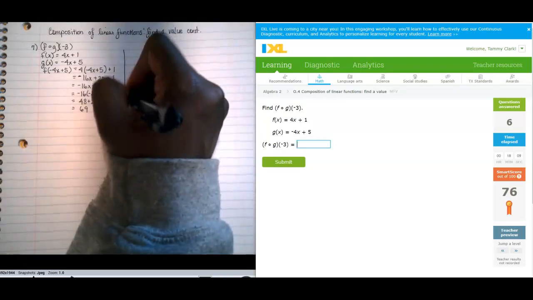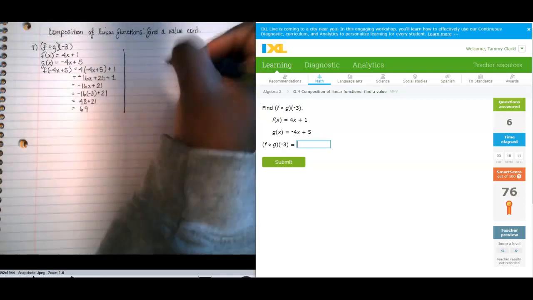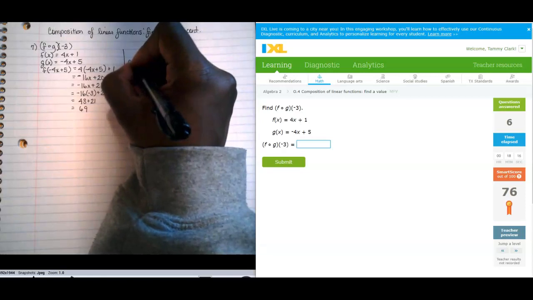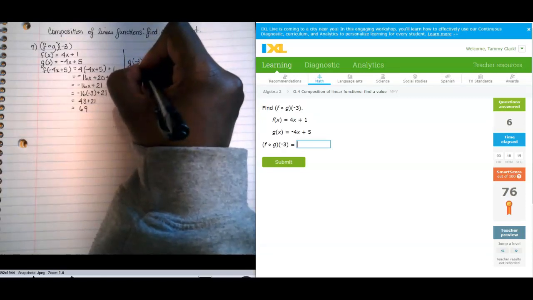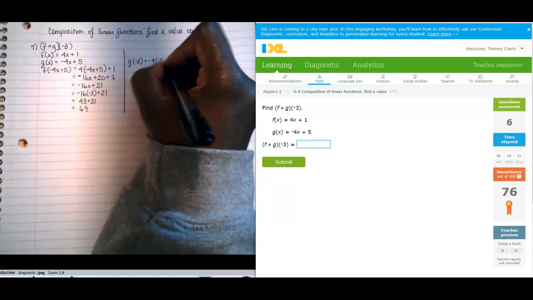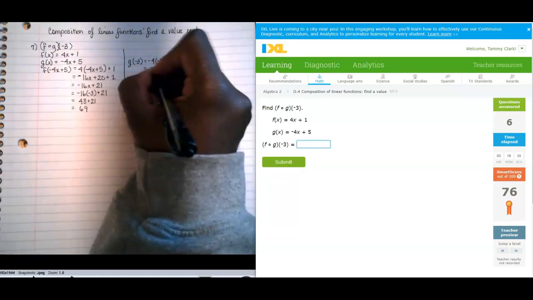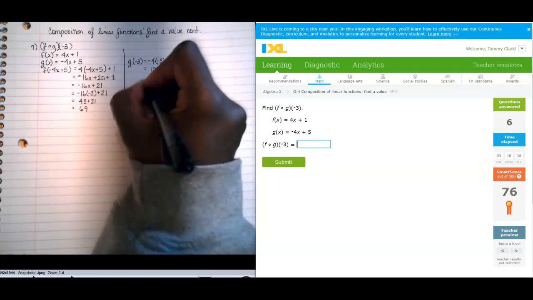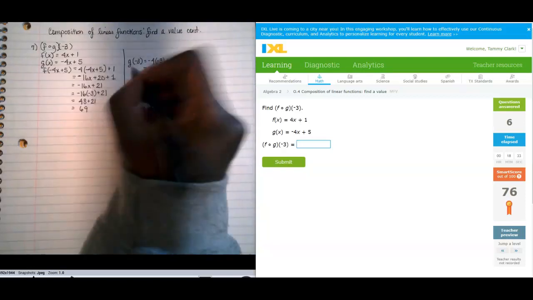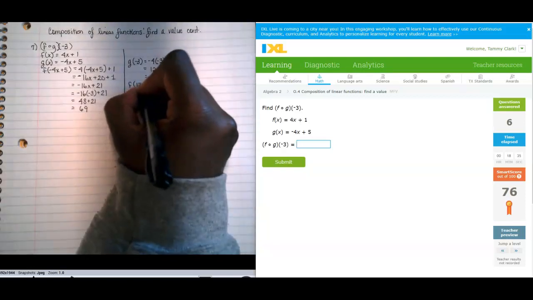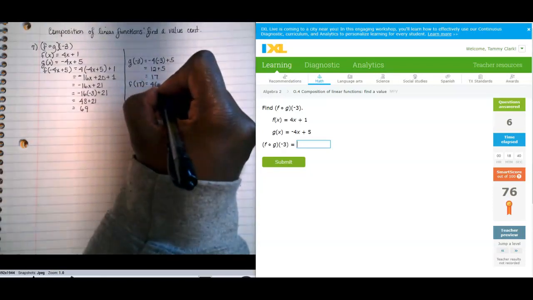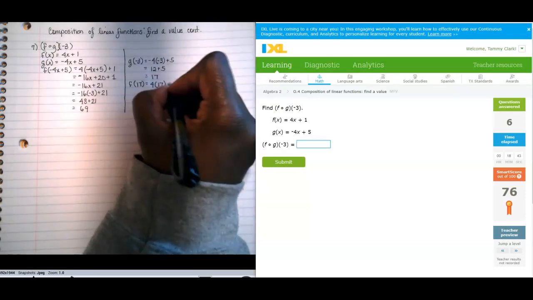So now let's kind of check it here, because this one is a little bit more involved than the ones we've done. So we're going to do g of negative 3, and that's negative 4 times negative 3 plus 5. So that gives me 12 plus 5, which is 17. So this becomes the new input for the f function. So f of 17 is equal to 4 times 17 plus 1.